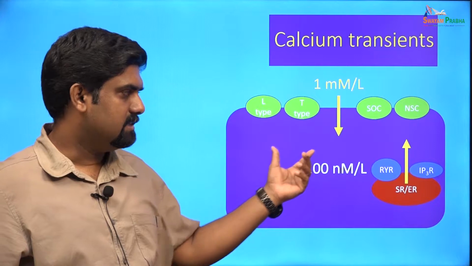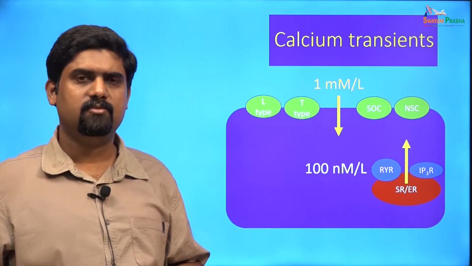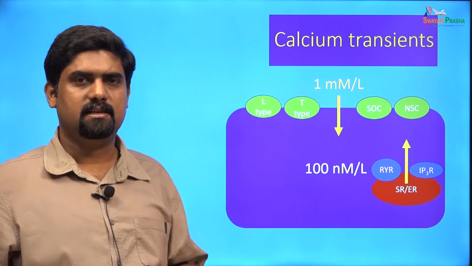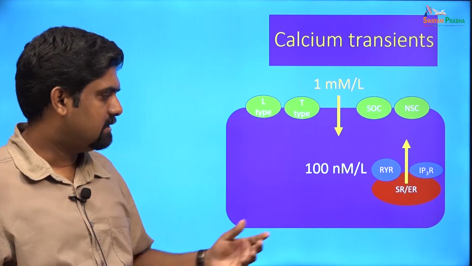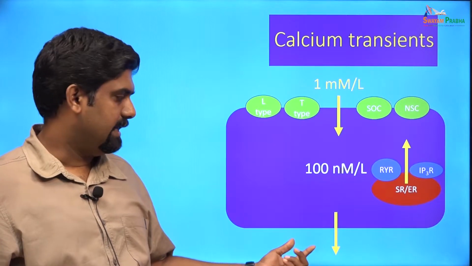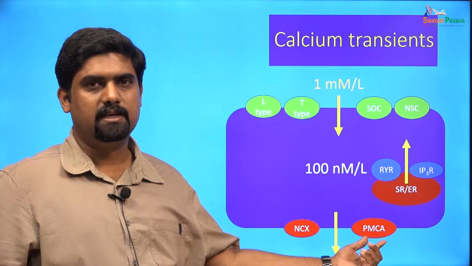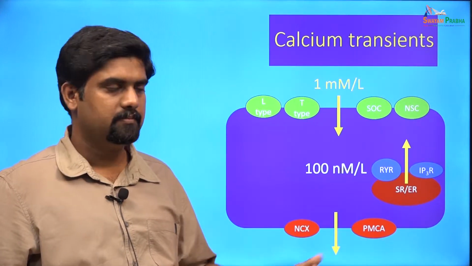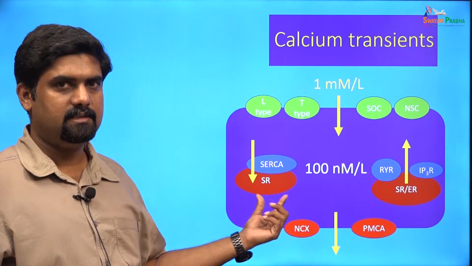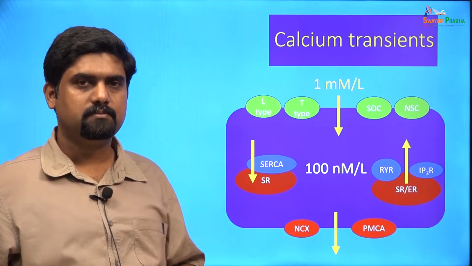If the intracellular calcium concentration remains high, it can lead to cell death, and therefore the cells have evolved mechanisms to clear this increased intracellular calcium. So there are calcium clearance mechanisms present on the cell membrane that can remove calcium, like the sodium calcium exchanger or the NCX and the plasma membrane calcium ATPase or the PMCA. Calcium may also be cleared back into organelles like the SR through the sarcoendoplasmic reticulum calcium ATPase.